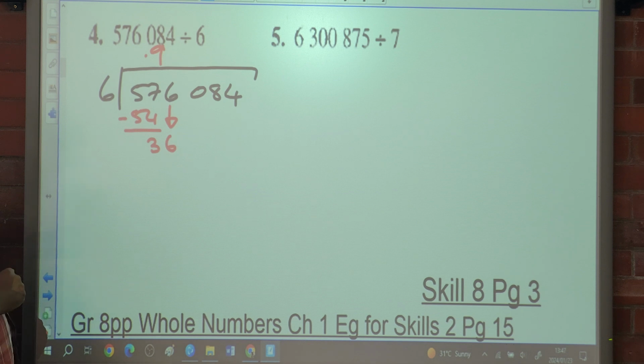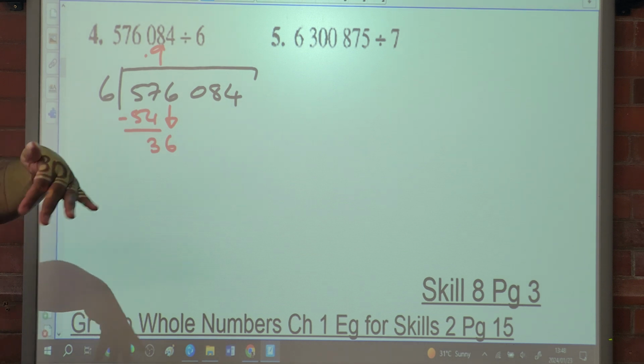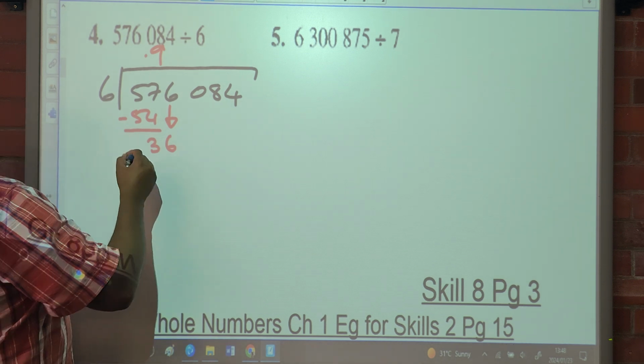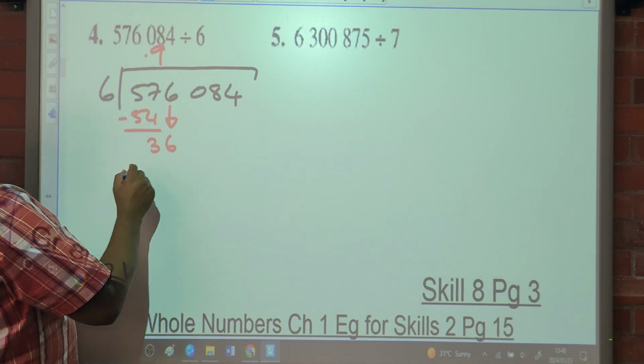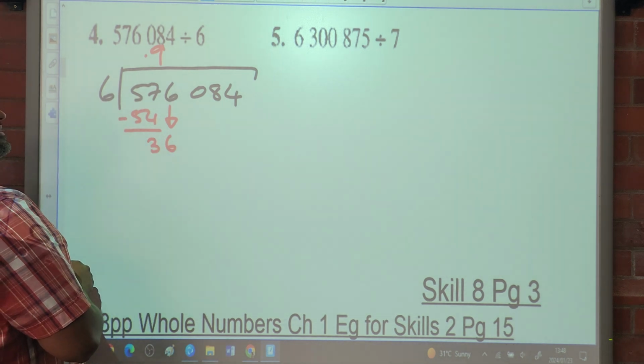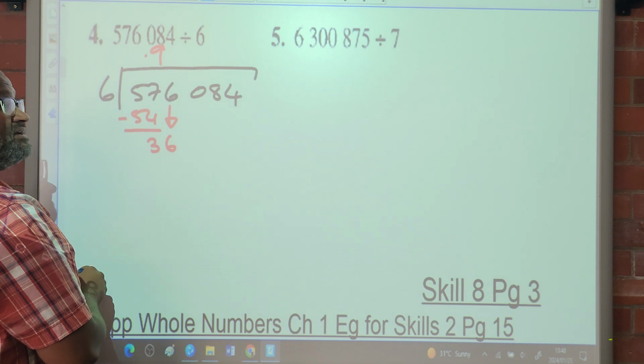Okay, again, for those of you who are struggling with this, you just write down your timetable, it should make it a bit easier. Okay, so the 6 timetable, then 7 and so on. Alright, so 6 going into 36 how many times? 6.